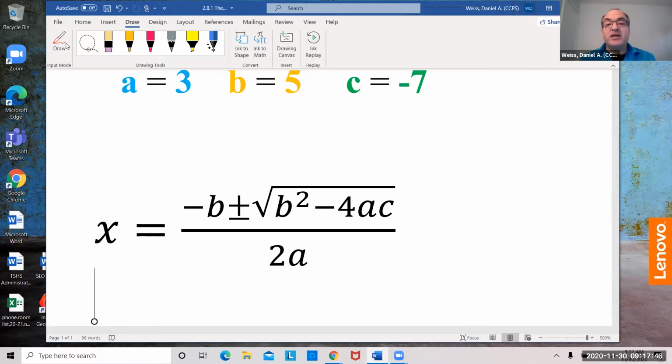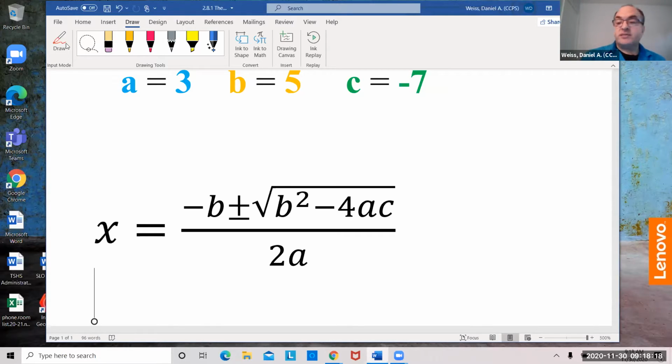In fact, I would like you to take a picture of this because I don't expect you to memorize this formula. There are some teachers that believe that it's important that you memorize this. I don't. So I'm going to ask you to write this down or take a picture of it because you need to use this today.